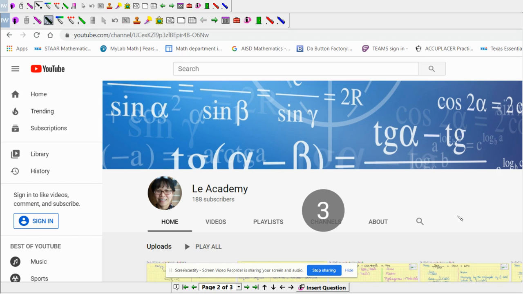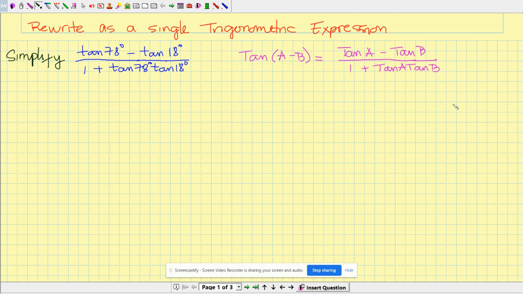Hello, my student. In this video, we are going to learn to simplify trigonometric expressions. So let's begin with the given expression here. So we have a fraction: tangent of 78 degrees minus tangent of 18 degrees, all divided by 1 plus tangent of 78 times tangent of 18 degrees.